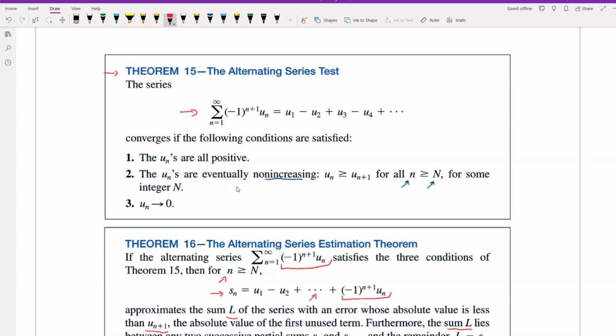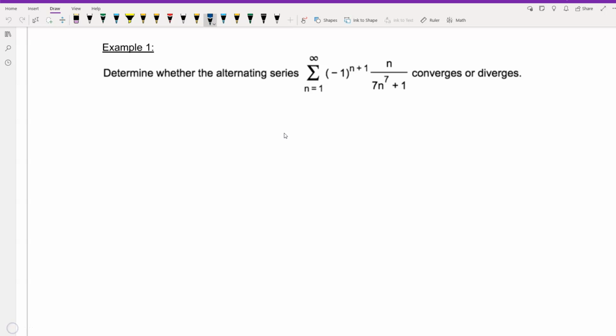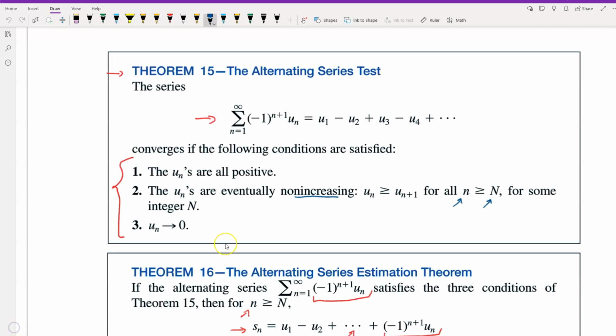And those conditions are these three from this section. Determine whether the alternating series converges or diverges. Here we have the sum of (-1)^(n+1) times n over 7n^7 + 1, n from 1 to infinity. Based on what we had in the earlier lesson, this series converges if we have all these three conditions.